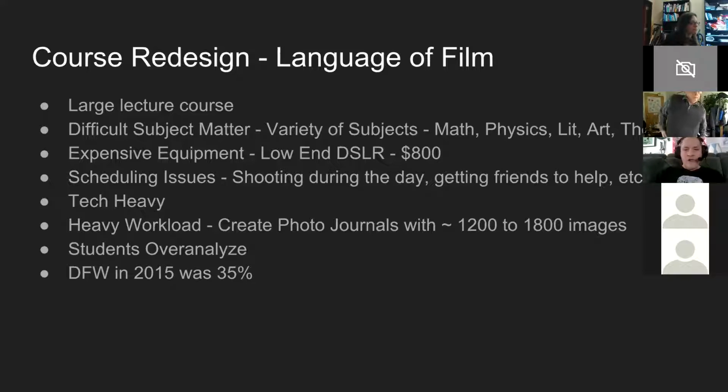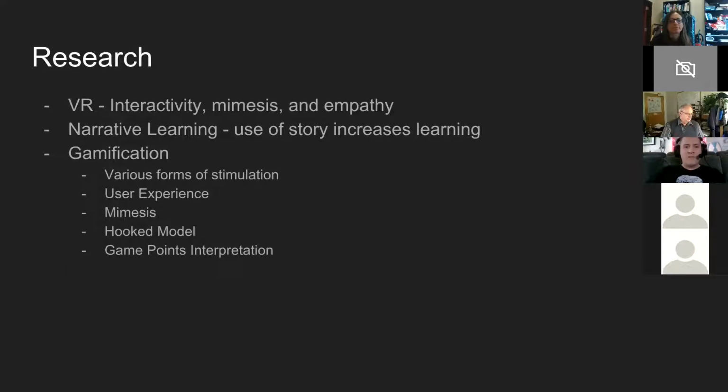The other issue is the students have a lot of scheduling issues, so they had to get friends to help to be in their slides, etc. So that was difficult. It's a tech-heavy course. It's a heavy workload. There's about 1,200 images they need to take for the course. And then also the students overanalyze it. In 2015, the D to FW rate was 35%. So just to give you an idea of what I was challenged with.